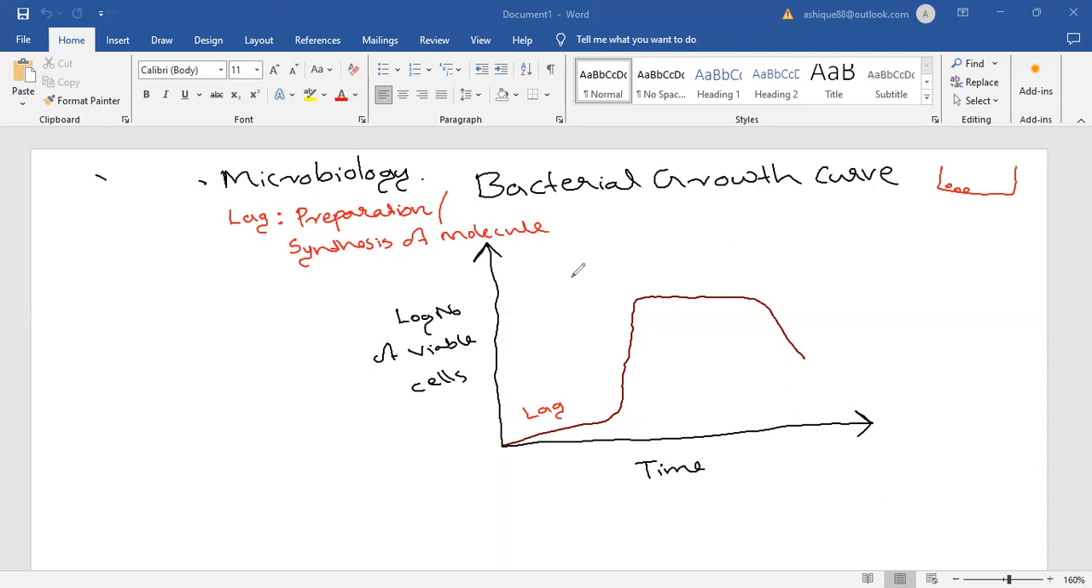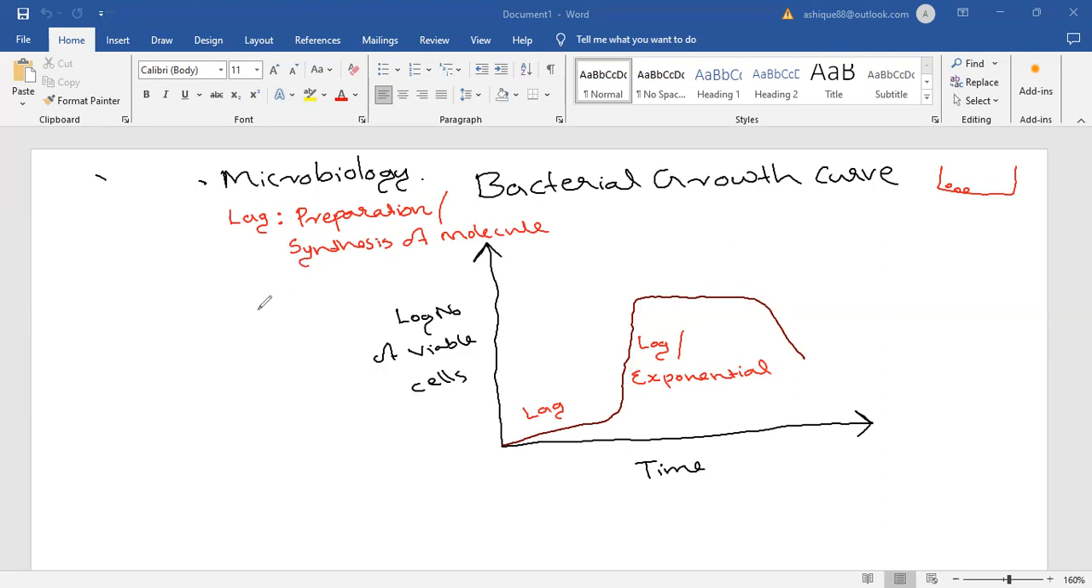So we can check the second phase. What is happening during the second phase? After the lag phase, this growth phase is known as the log or exponential phase. This is the lag phase, and this is known as the log or exponential phase.